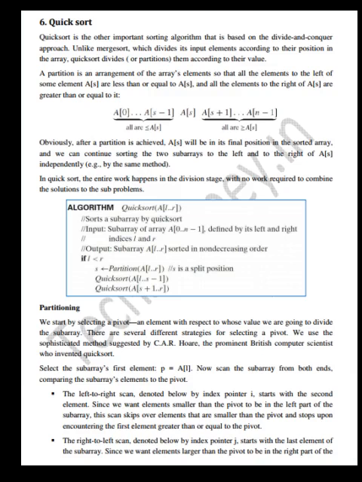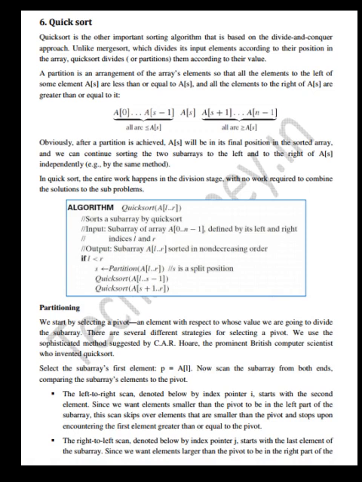Quicksort is the other important sorting algorithm that is based on the divide and conquer approach. Unlike merge sort, which divides its input elements according to their position in the array, quicksort divides or partitions them according to their value. A partition is an arrangement of the array's elements so that all the elements to the left of some element A of s are less than or equal to A of s, and all the elements to the right of A of s are greater than or equal to it.